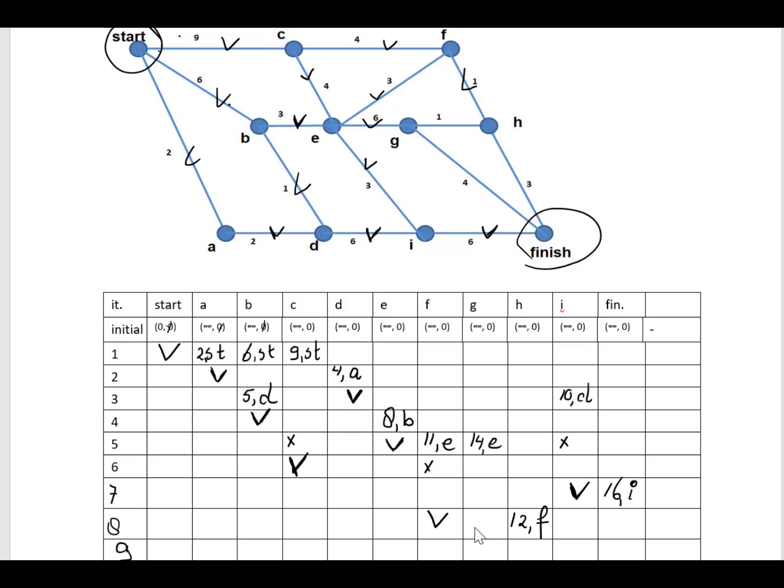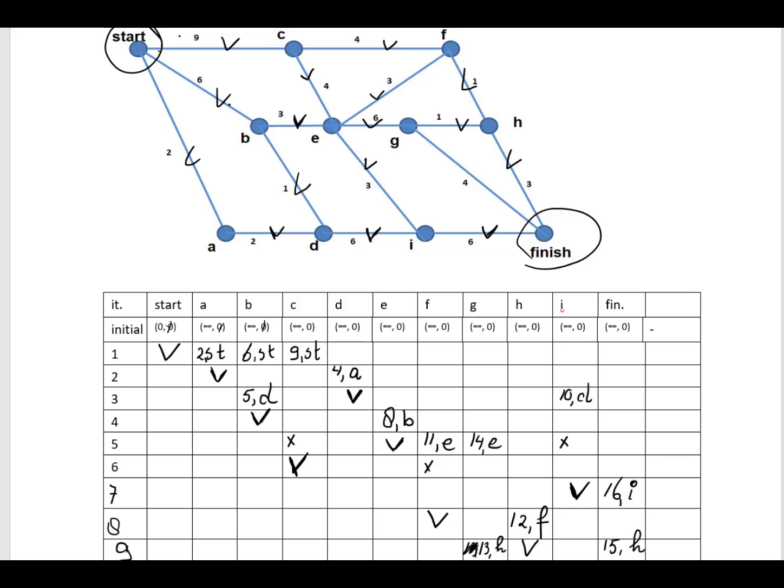Then we have 14 and 12 left. So we consider H. There's 3 going to the finish. So that's 15. Oh, that's nice. We have found a smaller path. And from H we can go to G with 1. So that would be 15. But that's a larger one. No, 13, sorry. 13 coming from H. It's a smaller one. And that's it.